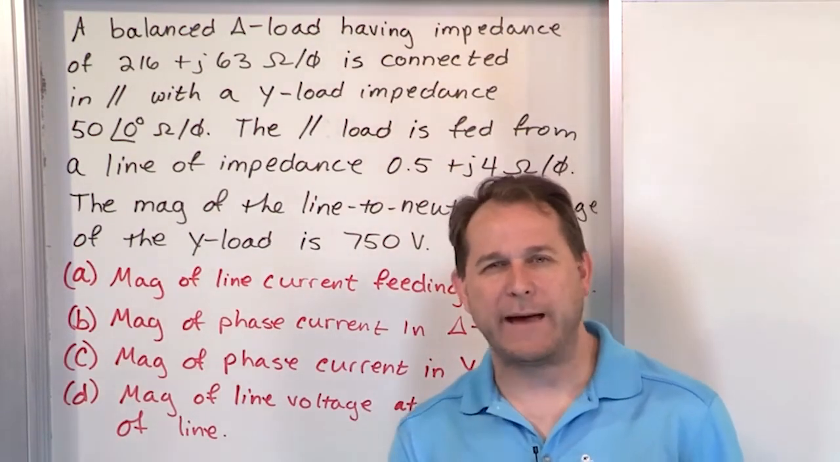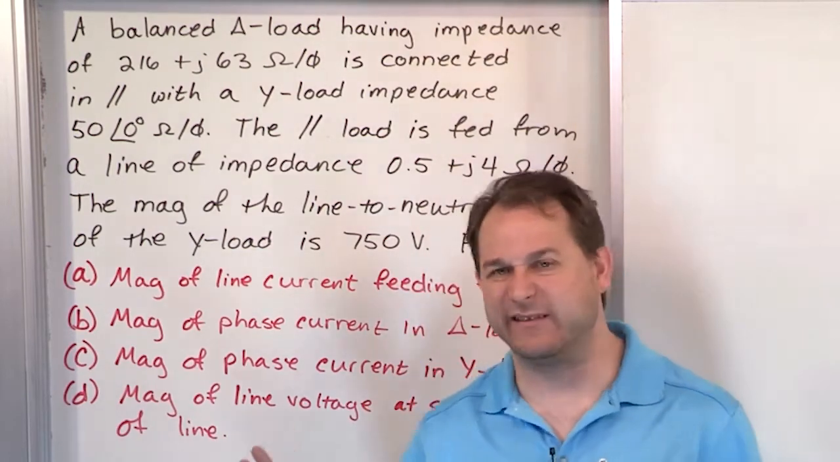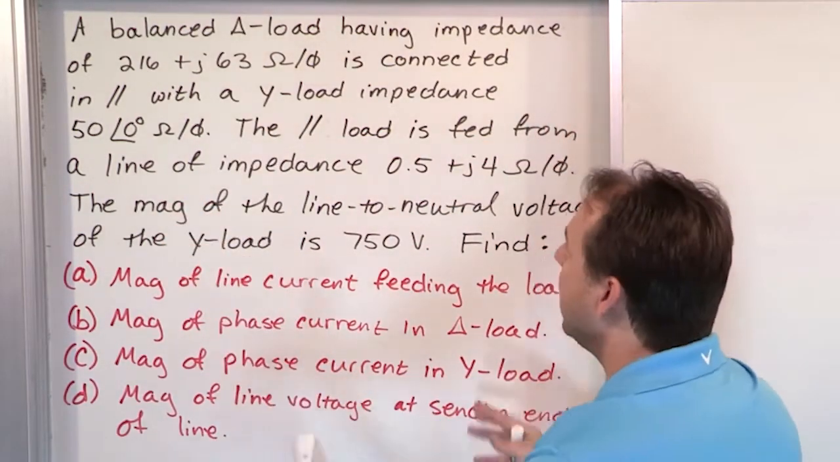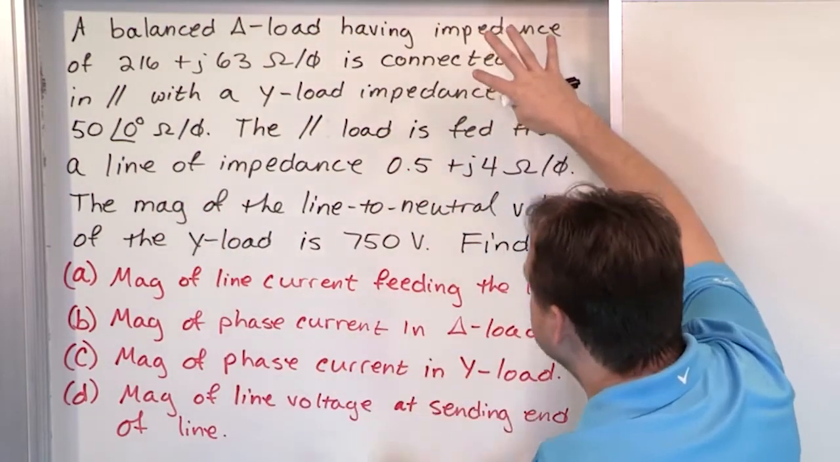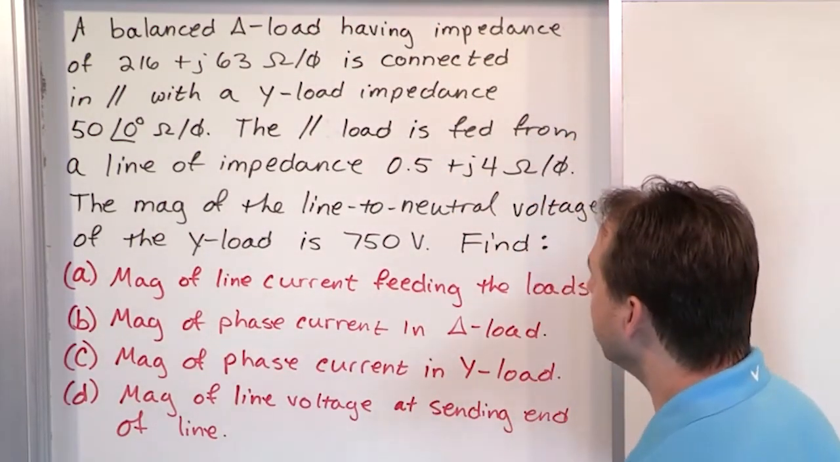We did do a problem a while back where one leg of the delta load had a little tiny parallel part. This is different. This is saying we have an entire delta triangle and an entire Y-connected load. Those two loads are physically connected in parallel to the transmission line. That's what that's saying. Okay?